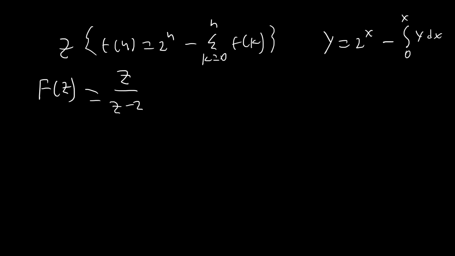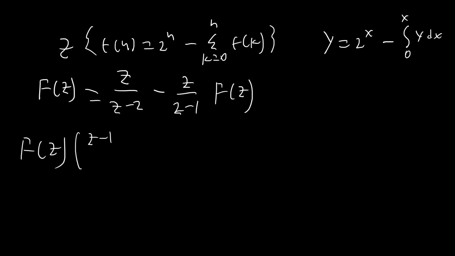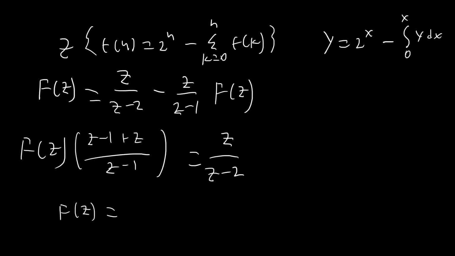So we're just going to be subtracting z over z minus 1 times F of z. And then if we go ahead and solve for F of z, we're going to have z minus 1 plus z all over z minus 1, just combining those fractions, equals z over z minus 2. And if we solve for F of z, we're just going to get that F of z equals z times z minus 1 over z minus 1, or sorry, z minus 2 actually, z minus 2 to z minus 1.